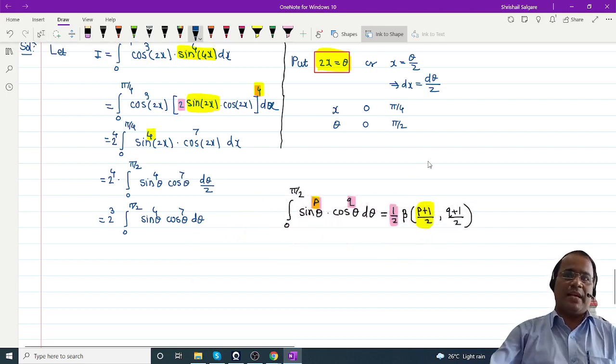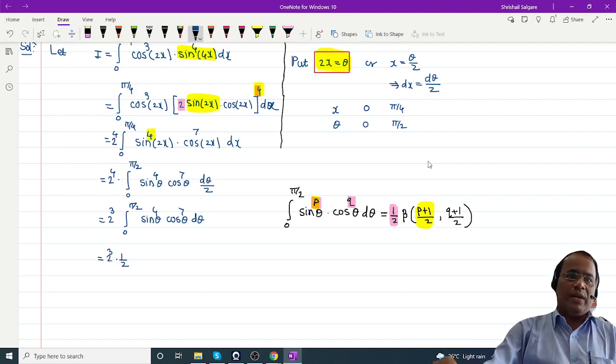So it can be written as 2 raised to 3 outside, into 1 by 2 beta of, can anyone tell what will be the first parameter? 5 by 2, and the second one is 4. Okay, now further, using the gamma property, this is 5 by 2 and 7, I wrote it wrong, sorry. So this is gamma of 5 by 2 into gamma of 4 divided by gamma of, what is the sum?